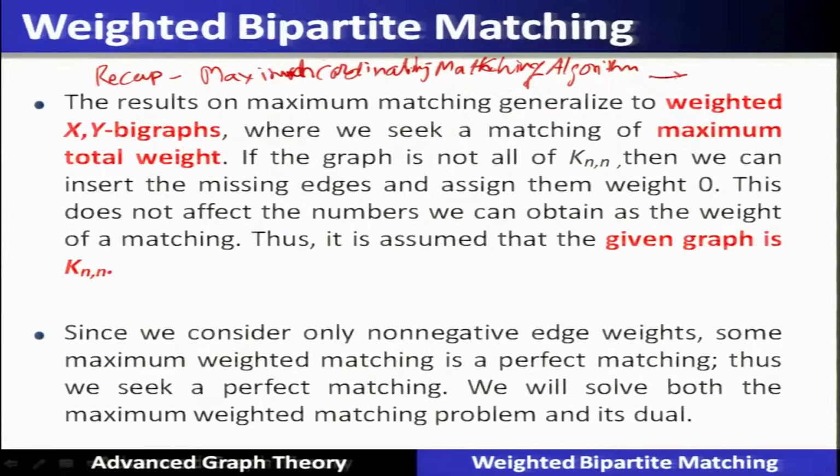We will generalize it. If we take a graph which is a weighted bipartite graph, we seek a maximum matching of the maximum total weight, and that is why it is called weighted bipartite matching. So, the results on maximum bipartite matching will now be generalized to weighted graphs, and in this we seek the matching of a maximum total weight. Hence, it is called weighted bipartite matching.